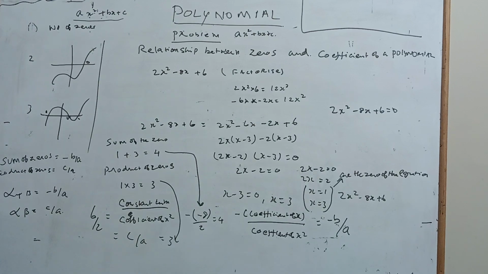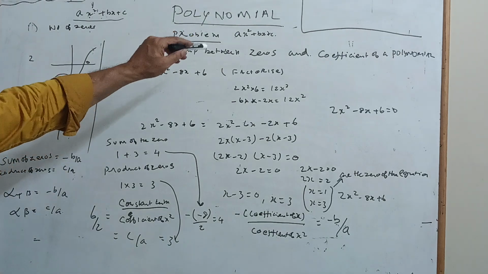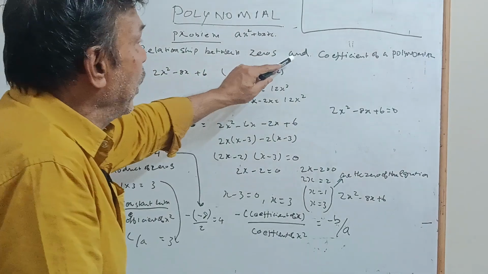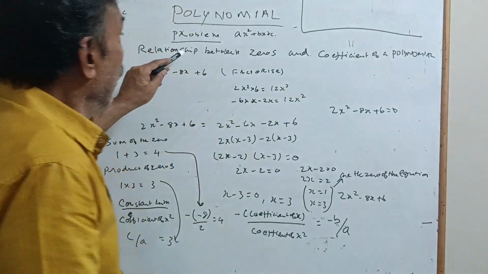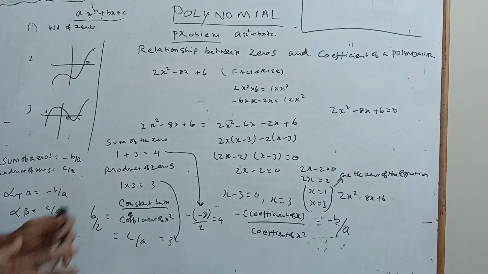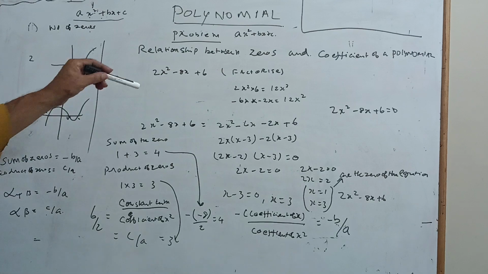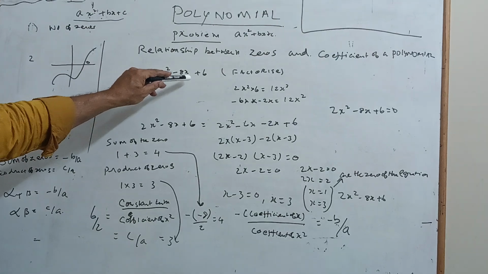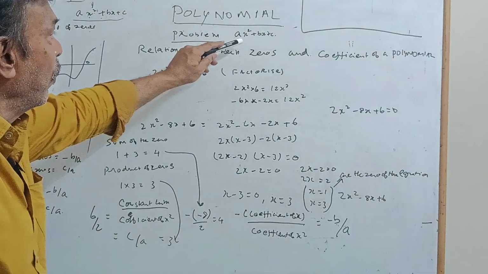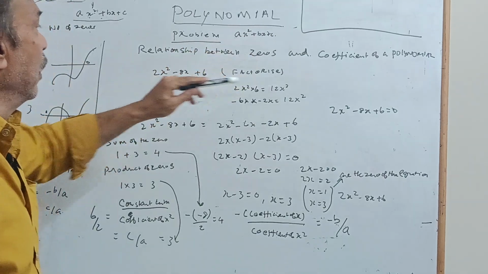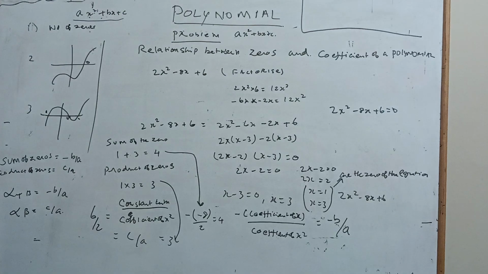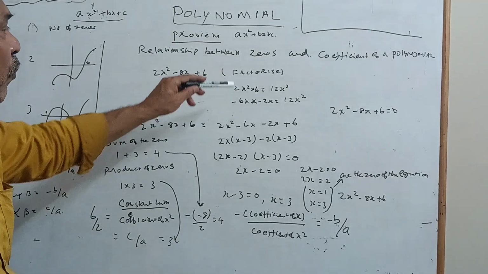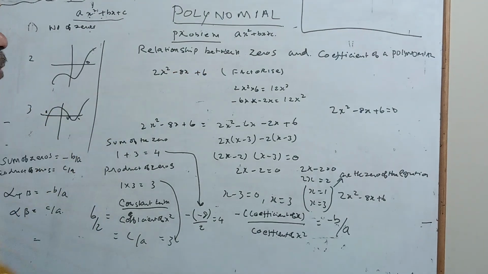Now the important thing is solving of a problem. Then the relationship between zeros and coefficients of a polynomial. This is an important thing. Now we are coming to the actual problem. The equation is 2x squared minus 8x plus 6. This is in the form of ax squared plus bx plus c. So this is a quadratic equation. Now we have to find the zeros of this. So that is called factorizing. You have to factorize this equation.